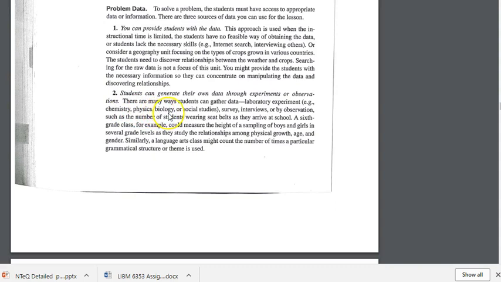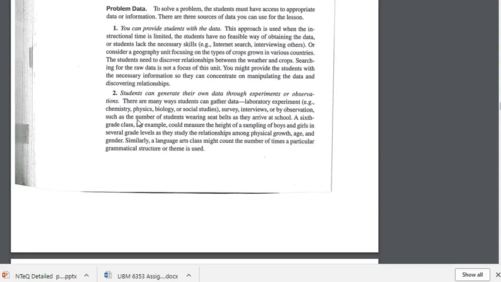this might be when you have lab experiments, especially for chemistry, physics, biology, some social studies classes, or even a PE class. You can conduct surveys, interviews, or observations, such as counting the number of students wearing seat belts when they arrive at school. A 6th grade class might measure the height of a sample of boys and girls in several grade levels, and then you can study the relationships among physical growth, age, and gender.